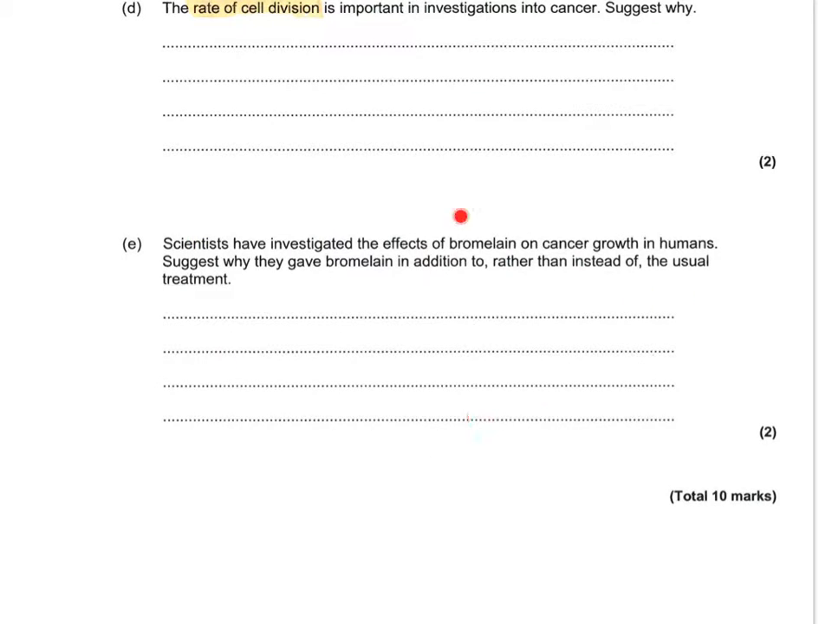Common how science works question here. With something that's life-threatening, you can't remove a treatment that you know works anyway. Otherwise, it's unethical because the patient could still die, their life would be put at risk. So you have to give both.